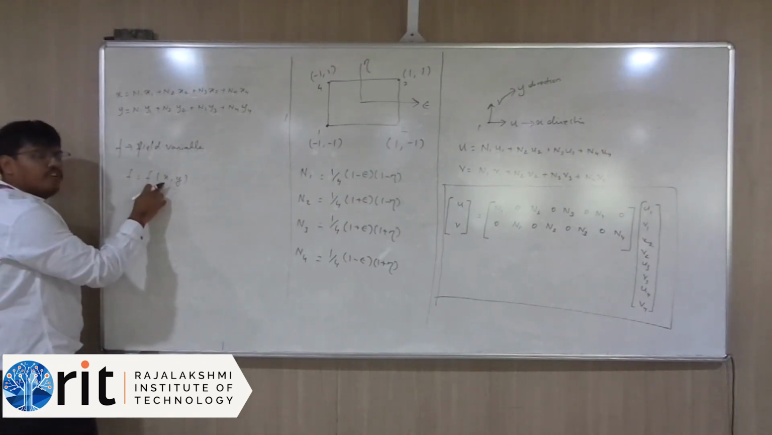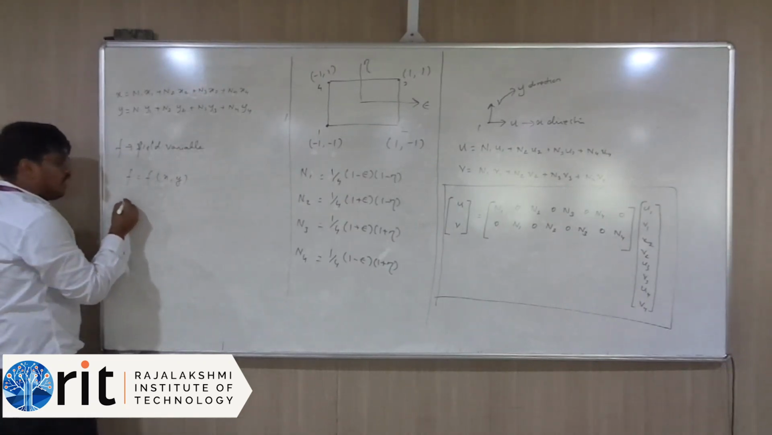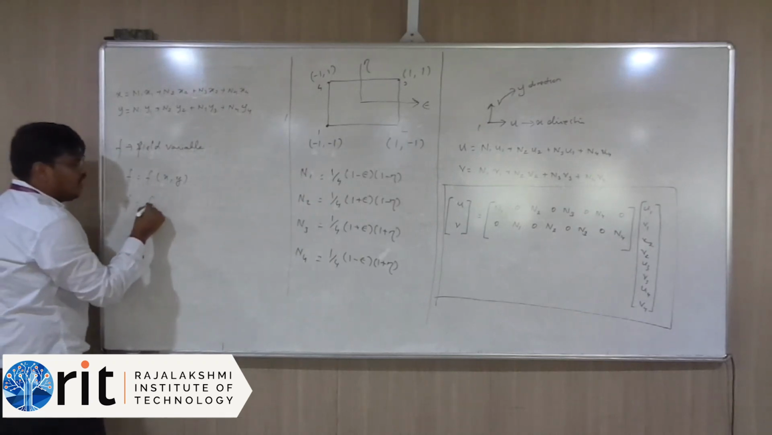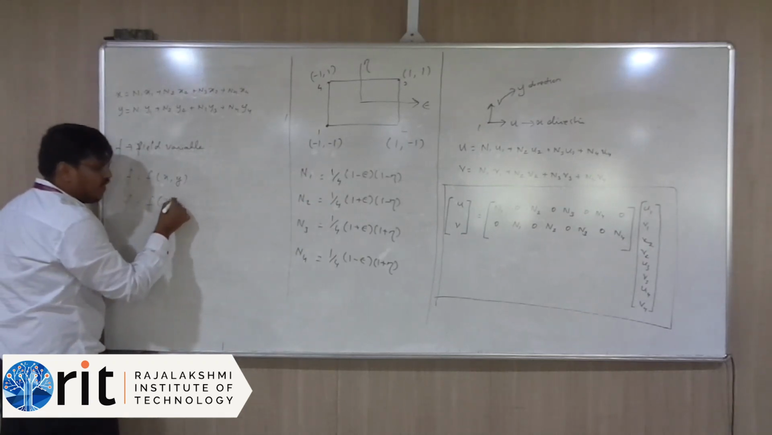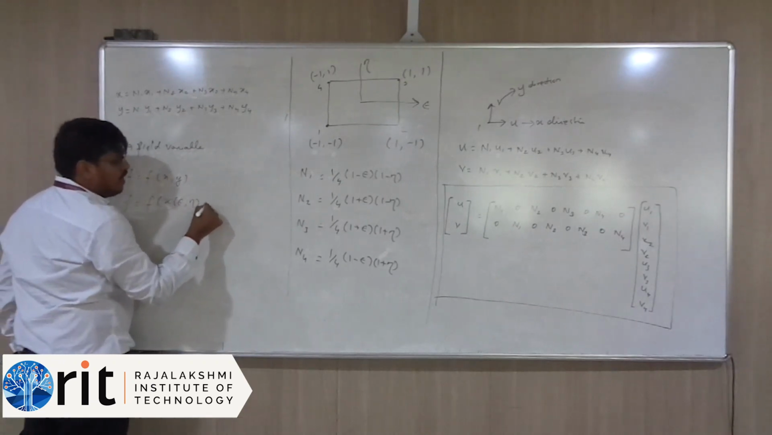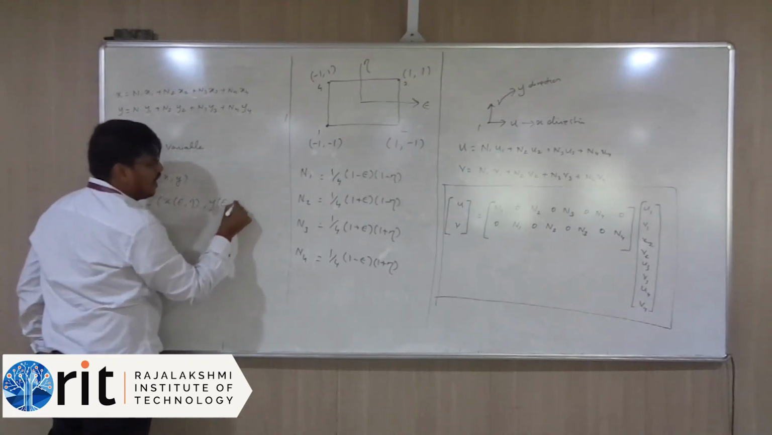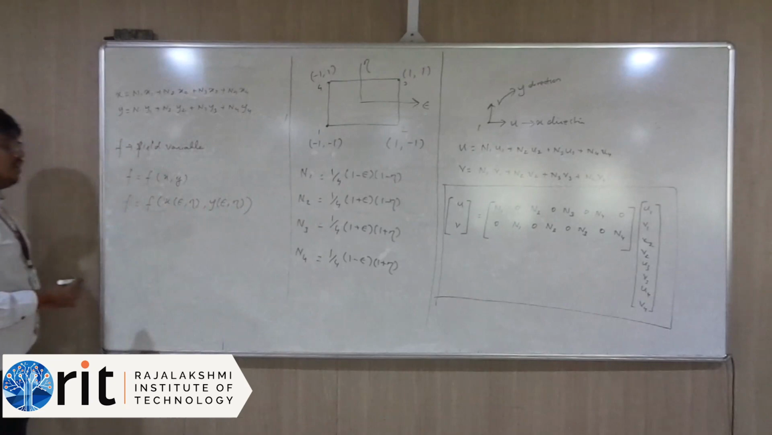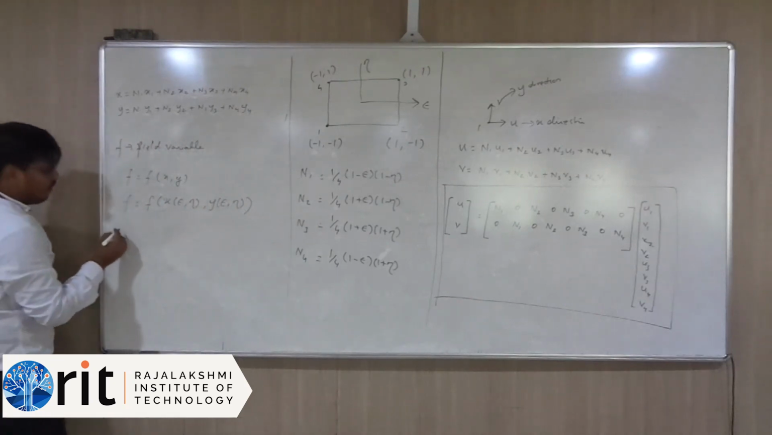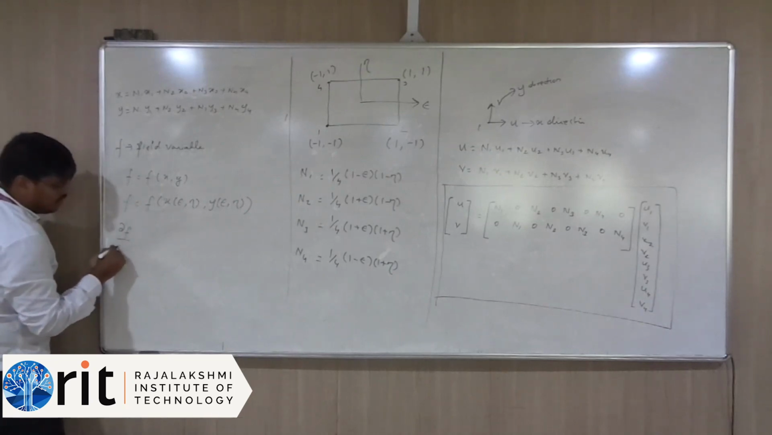Then what we did? We have converted the x and y into epsilon and eta. So f is a function of x and y, x is a function of epsilon and eta, similarly y is a function of epsilon and eta. Then differentiate f with respect to epsilon.